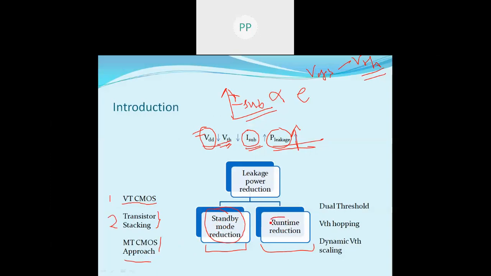However, there are some other techniques which can reduce the leakage current at runtime. These techniques are the dual threshold voltage technique, the threshold voltage hopping, and the dynamic threshold voltage scaling. These are the techniques which could be useful for minimizing the leakage current during runtime. And the earlier ones are useful for minimizing the leakage current during standby mode of operation. We will be talking about these techniques one by one in detail in due course of time.